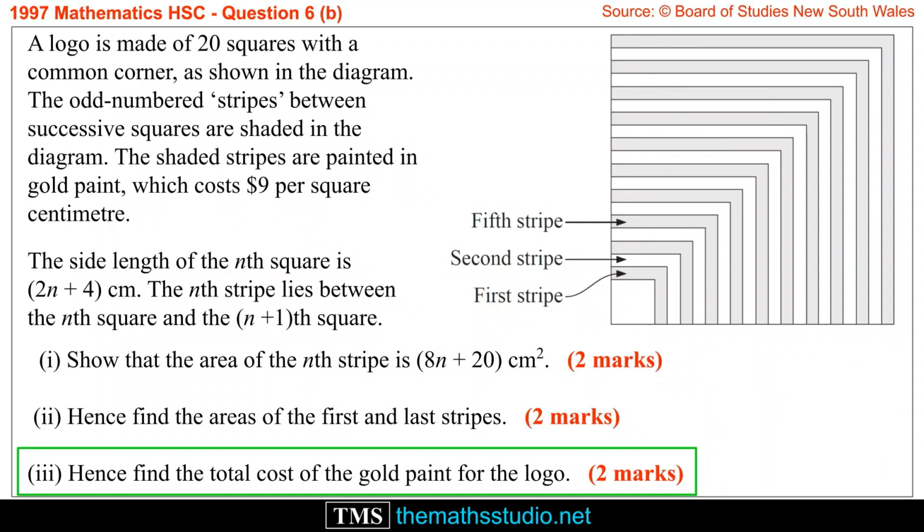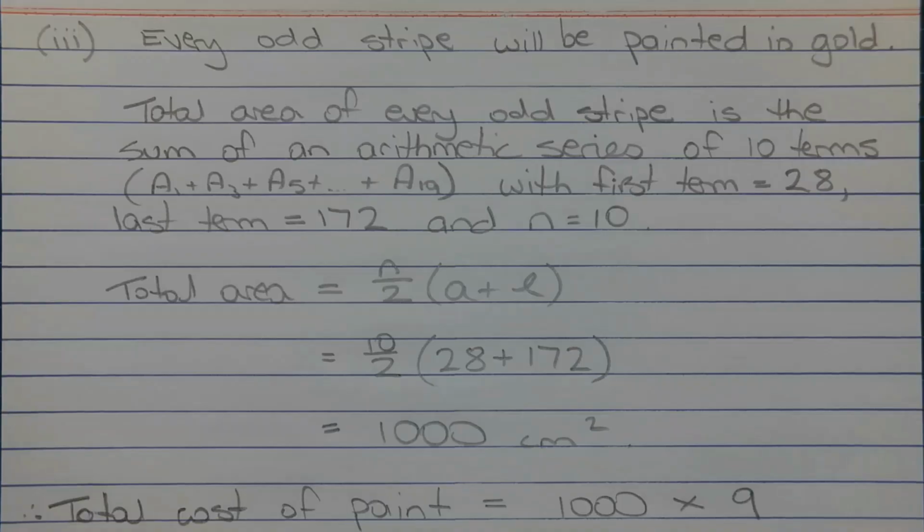Part 3. Hence find the total cost of the gold paint for the logo. Every odd stripe in the logo will be painted in gold, and the total area of every odd stripe is the sum of an arithmetic series of 10 terms. That is A1 plus A3 plus A5 plus ... plus A19. With the first term equal to 28, the last term equal to 172, and we found those in part 2, and n is equal to 10, and that represents the number of terms in this series.